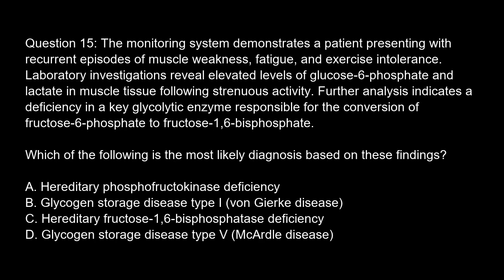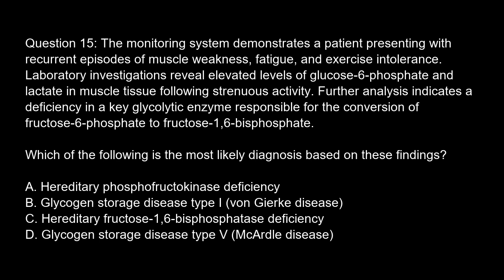Question 15. The monitoring system demonstrates a patient presenting with recurrent episodes of muscle weakness, fatigue, and exercise intolerance. Laboratory investigations reveal elevated levels of glucose 6-phosphate and lactate in muscle tissue following strenuous activity. Further analysis indicates a deficiency in a key glycolytic enzyme responsible for the conversion of fructose 6-phosphate to fructose 1,6-bisphosphate. Which of the following is the most likely diagnosis based on these findings?